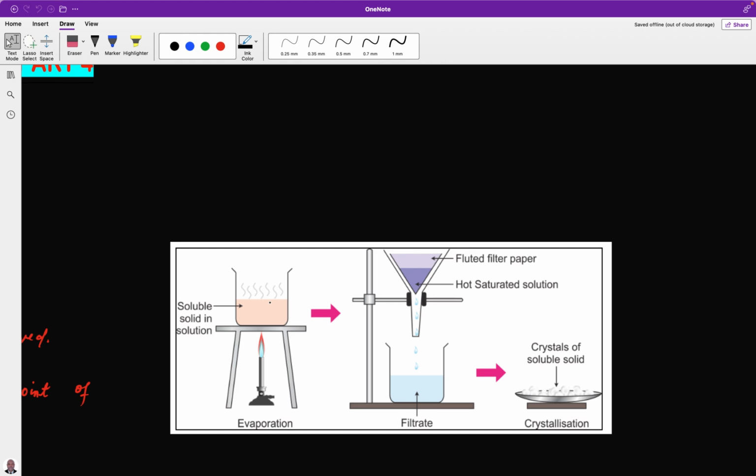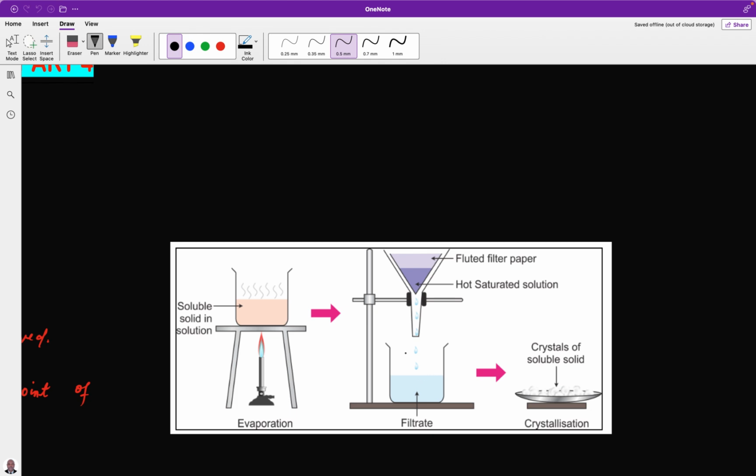We now go to the second step. The second step here will be filtration. We will use the filter paper and a funnel to filter the concentrated solution that has been heated here. When we filter it, we will only have the filtrate.